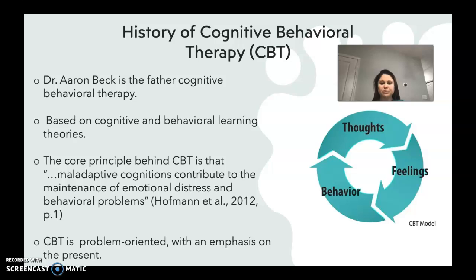So this core principle for this definition focuses on maladaptive cognitions contributing to maintenance of emotional distress and behavioral problems. So if we are thinking negatively, then our emotions are going to be negative and our behaviors are going to be negative.